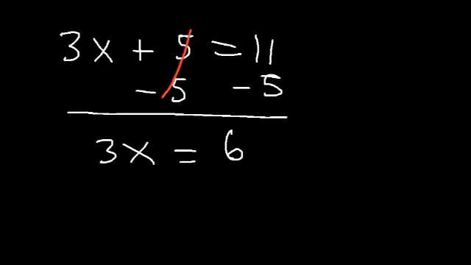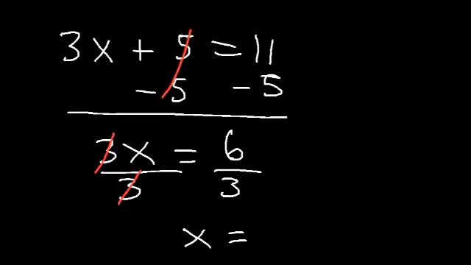So now, how can we separate the 3 from the x? Notice that the 3 is multiplied to the x. The opposite of multiplication is division. So we need to divide both sides by 3. 6 divided by 3 is 2. So that is the value of x.